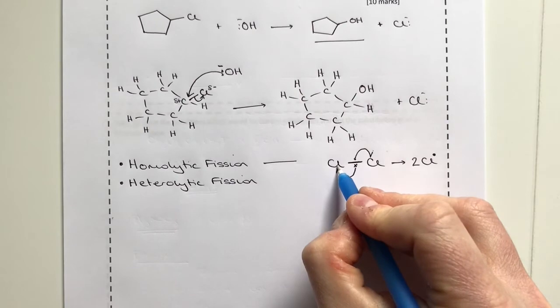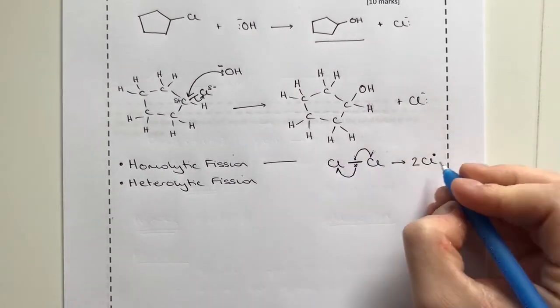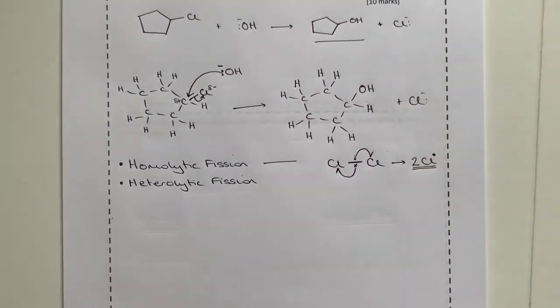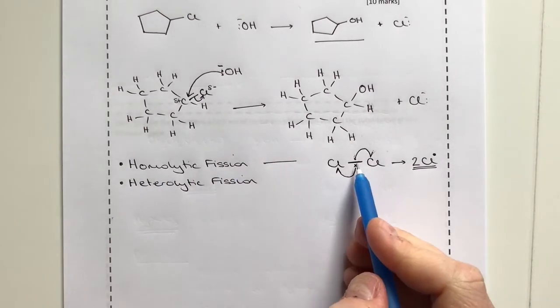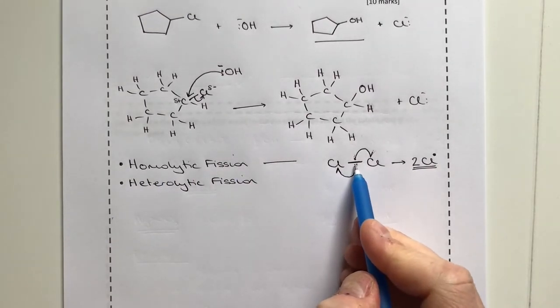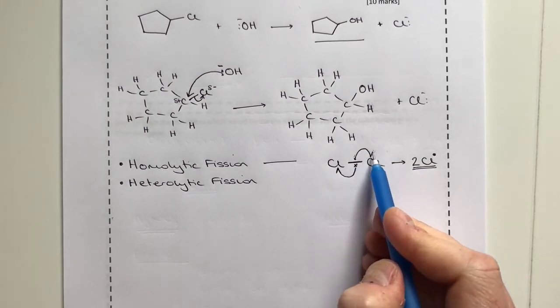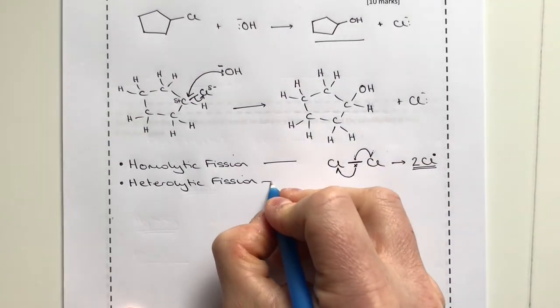So one electron has gone over here, one electron has gone over there, and as a result we've ended up with two free radicals. So homolytic fission is when a covalent bond is broken and one electron goes onto one side, one electron goes onto the other side.